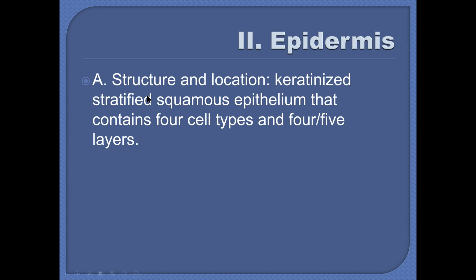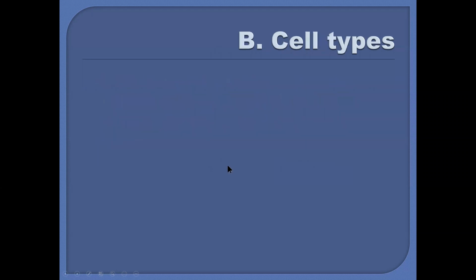But we don't need to have keratin, because we have additional protection in the oral pharynx and through the GI and respiratory system, as opposed to the skin. The keratin is one of the mechanisms for protection. There are 4 cell types and 4 to 5 cell layers.